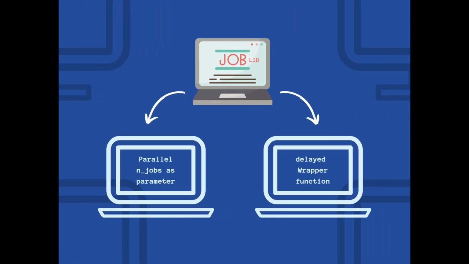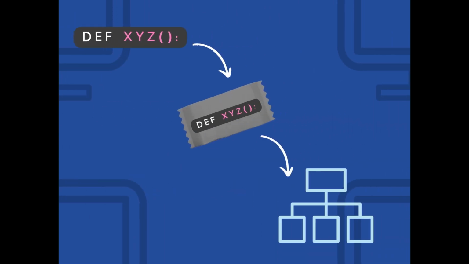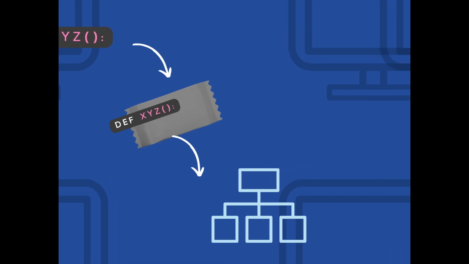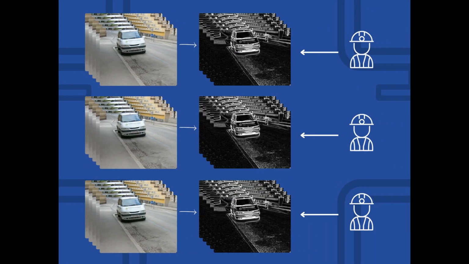Firstly, joblib consists of 2 important components, one being the Parallel class, which takes the number of cores as a parameter. The second component is the delayed wrapper function. The way these components work together is that, let's suppose you have a function that you want to parallelize. The wrapper function will take this as an argument and pass it to the Parallel class to parallelize. Now we can see how batches of images are being processed by worker processes in parallel.